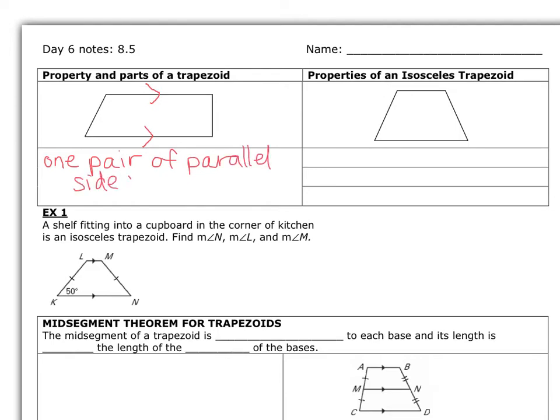So basically, a parallelogram has two sets of sides that are parallel. A trapezoid has one pair of sides that are parallel, and then we're going to talk about a kite in a second that has no pairs of sides parallel.